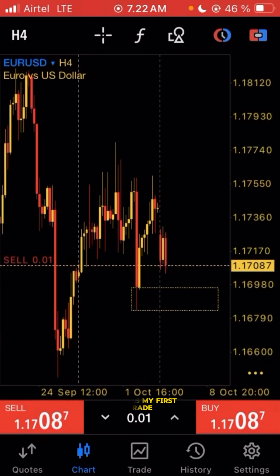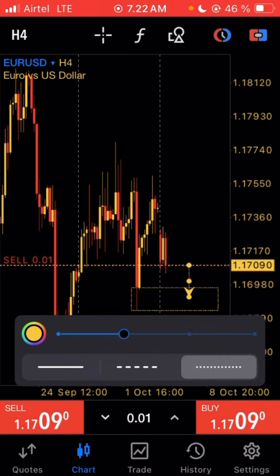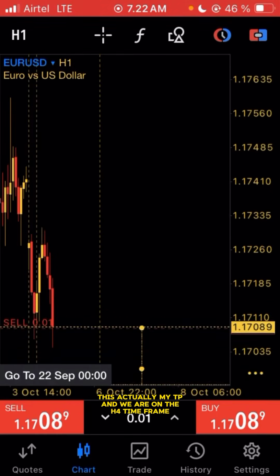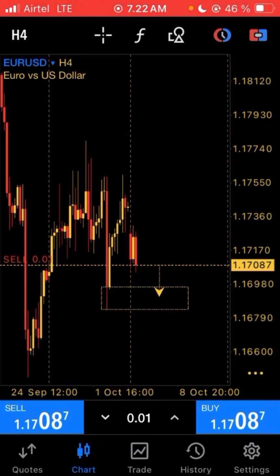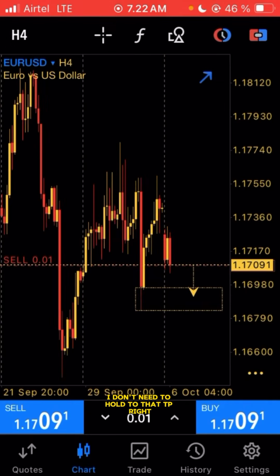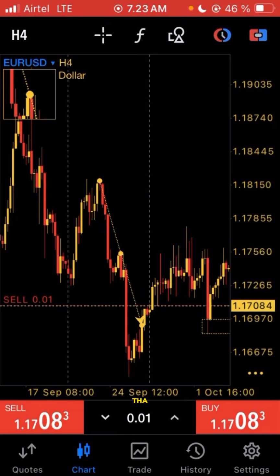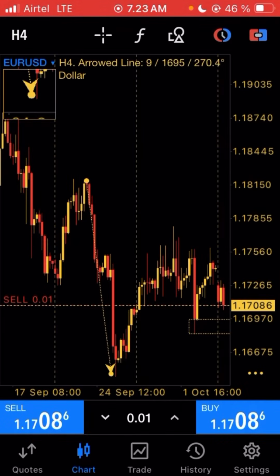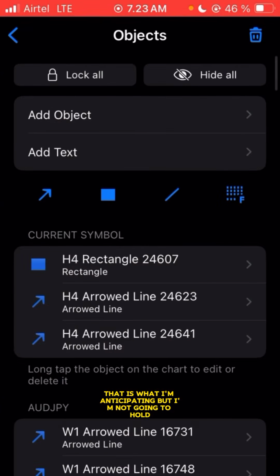So this is my first trade. It's actually EUR/USD, and we are going for a sell. Why? Now, if we look at this, this is actually my TP, and we are on the H4 time frame. So it's quite large, quite large. And for a small account, this is not appropriate. I don't need to hold to that TP, right? But that is my area of concentration. That is actually my entire plan. This trade should go there. That is what I'm anticipating. But I'm not going to hold.